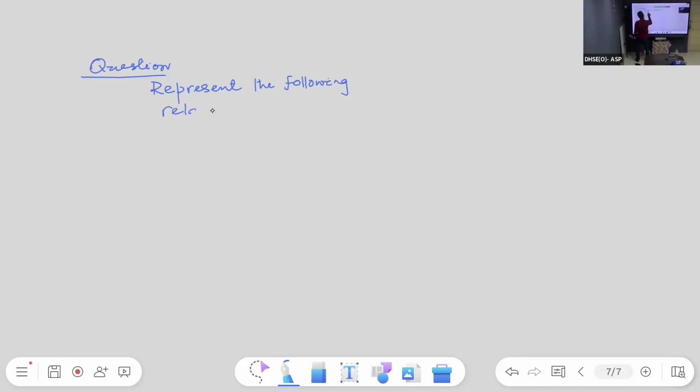Write down: represent the following relations in tabular form. That means if I write a relation in set builder form, you will express it in tabular form.